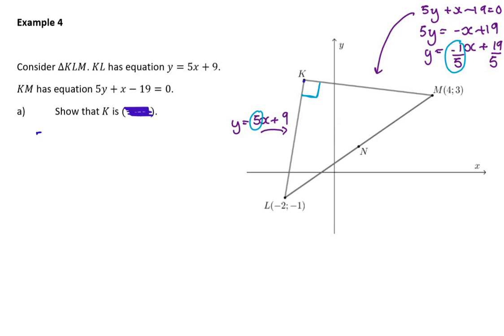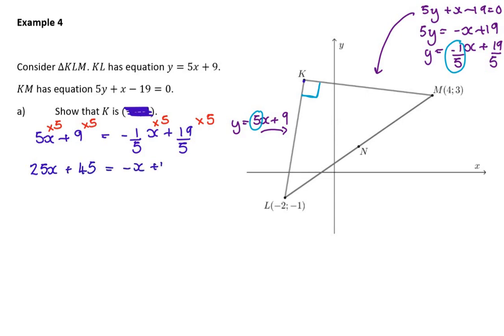So basically, the one y, which is 5x + 9, has to equal the other y, which is -1/5 x + 19/5. I don't like fractions, so what I would do immediately is multiply every single term by 5. Don't forget, you're allowed to do anything to an equation as long as you do the same thing to both sides. If I multiply everything by 5, my denominators will cancel. So I'll land up with 25x + 45 = -x + 19.